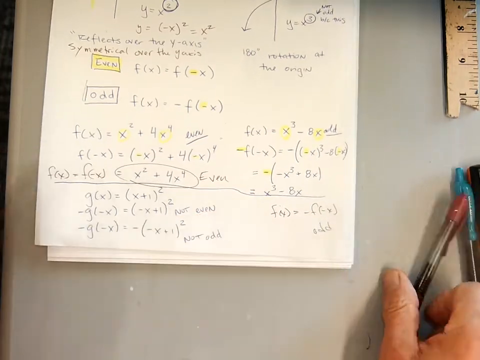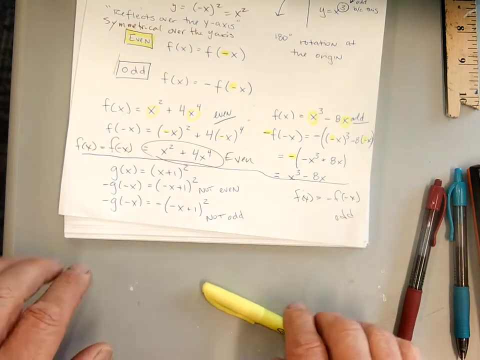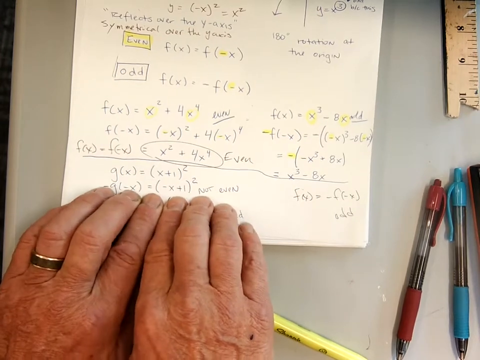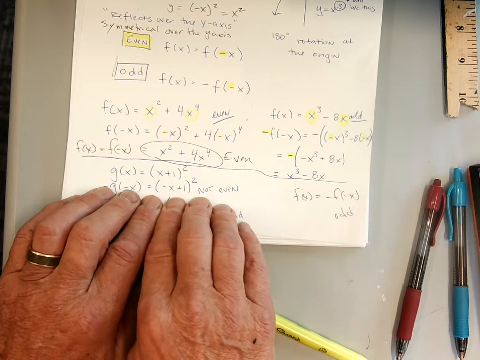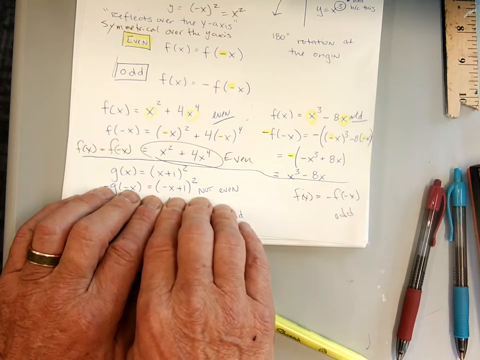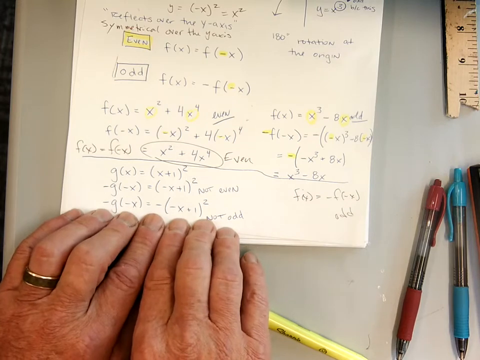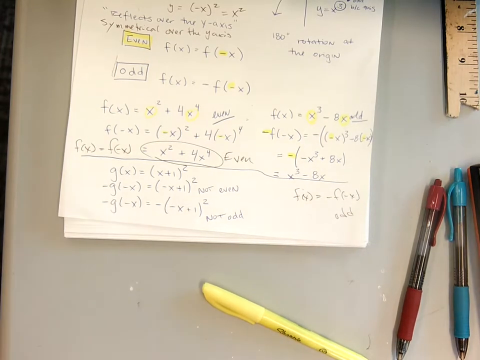Okay. Now what about something that isn't? Well, here's an example of something that isn't, okay? G of x is x squared plus 1. So let's try even first. So I make x negative. That is not going to simplify at all to the original. Not at all. And then if I have a negative negative x, that's not going to work either. So you can just see that.